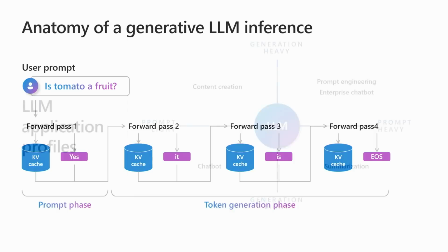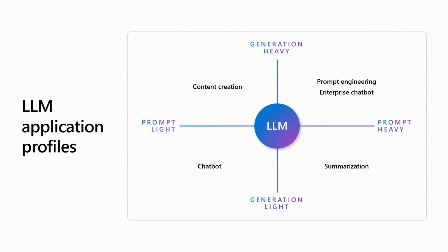But also, different AI applications have different ratios of prompt versus token generation or decode. On the top left, content creation, short prompt, long generation. On the bottom right, long prompt for summarization, short generation. And then you can see chatbots and enterprise chatbots are kind of in the middle.